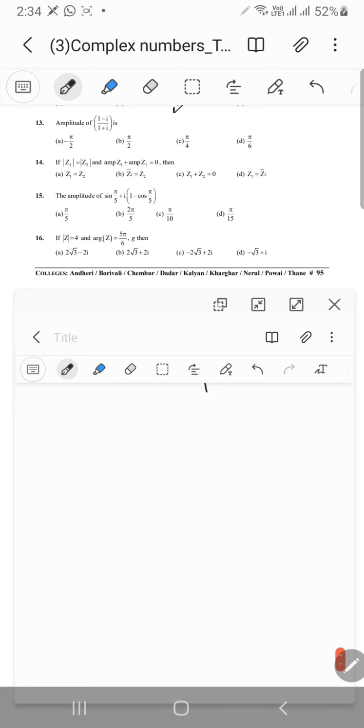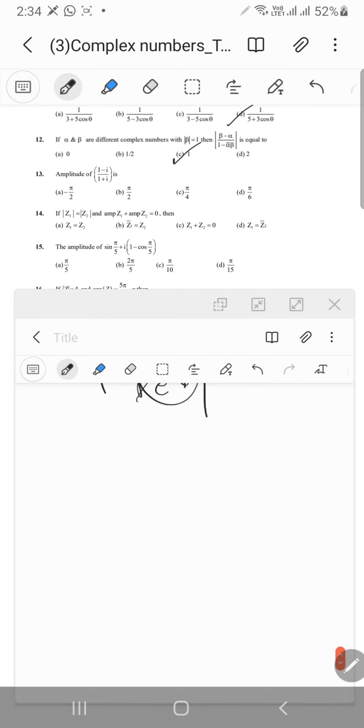Next, amplitude of 1 plus I upon 1 minus I. Upon 1 plus I, they are conjugates, right? Wait, we want amplitude. Okay, does that mean the argument? That doesn't mean the mod. What does that mean? I guess it does mean the argument. So let's do this. What's the argument of this thing?